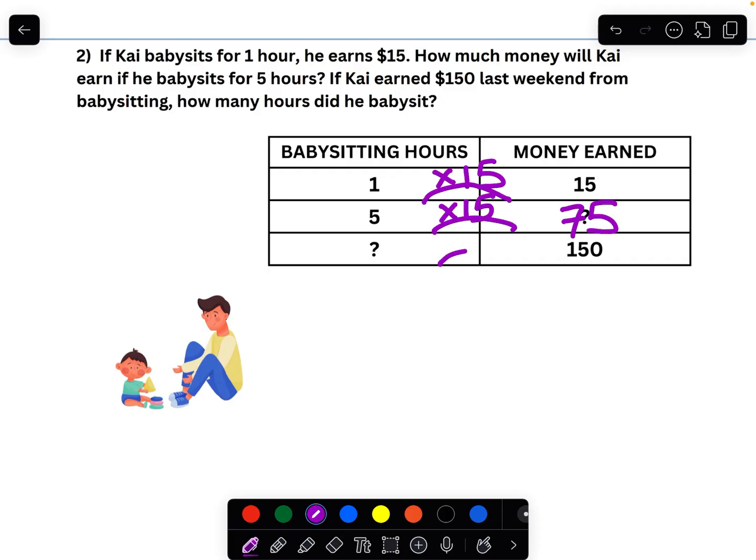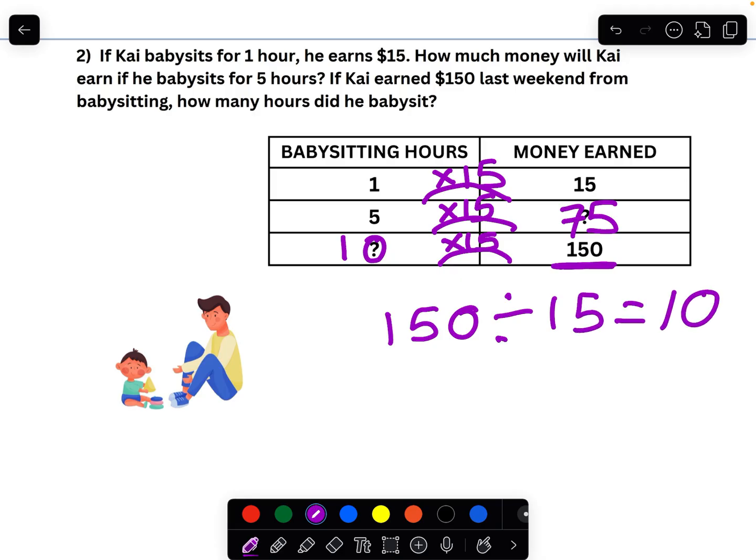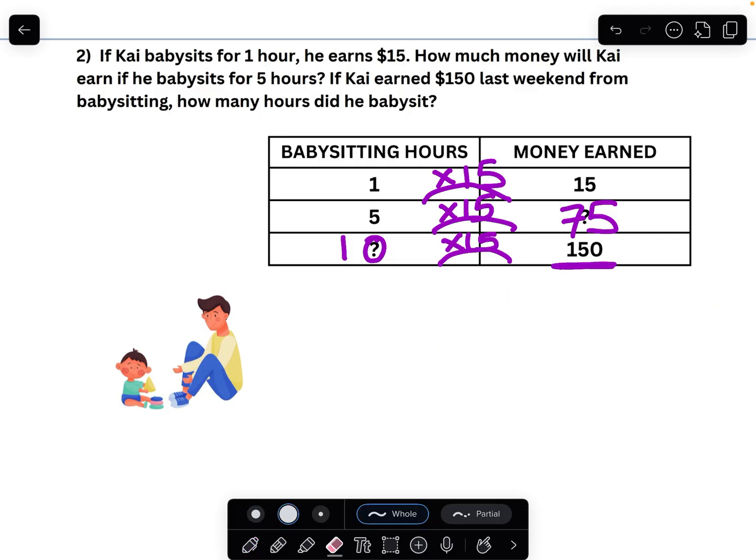Well, we know again, we're going to multiply by 15. And what do you notice about 150? I know by looking at it that 10 times 15 will equal 150. Another way to think about it is 150 divided by 15 is going to equal 10. Not sure if you've learned how to multiply by powers of 10. If you do not know how to do it that way, you can always do it out using long division or other methods. But now, as you can see, I've got my answers.